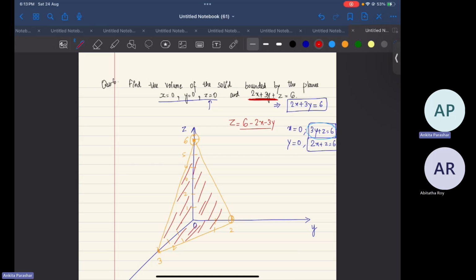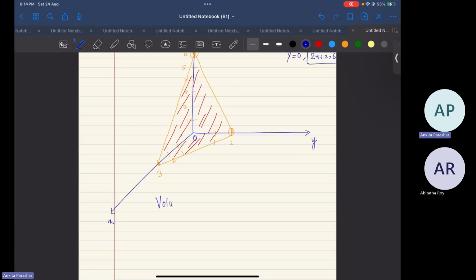So now height I know, it has been determined from 6 minus 2x minus 3y. It has to be bounded below by z equal to 0 and above by that plane. So height I know. How to determine the xy coordinates, right? The limits for the x and y axis. Simply, we can put the limits for this function. Can you help in writing the volume?